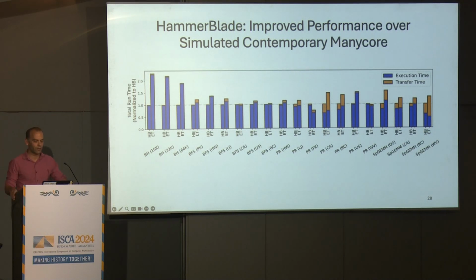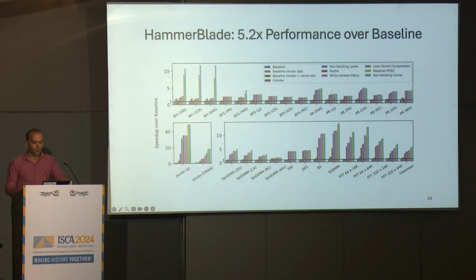Now, the important takeaway from this graph is that HammerBlade performs at least as well as the contemporary mini-core. But there's an interesting thing you can see here. We split the total time into execution time and transfer time. On particularly sparse benchmarks, HammerBlade outperforms the contemporary architecture because of its ability to transfer sparse data efficiently. We also compare it to a flat mini-core baseline using the feature evaluation that we performed in the densification experiment, and in these experiments, we demonstrate a 5.2x performance improvement over the baseline architecture.